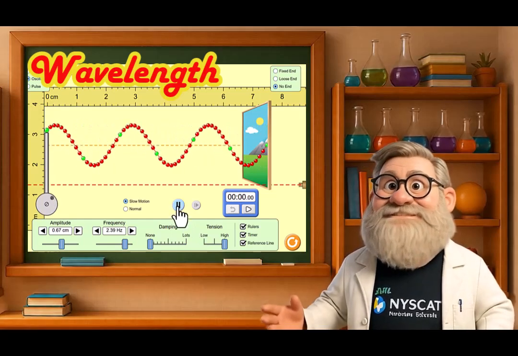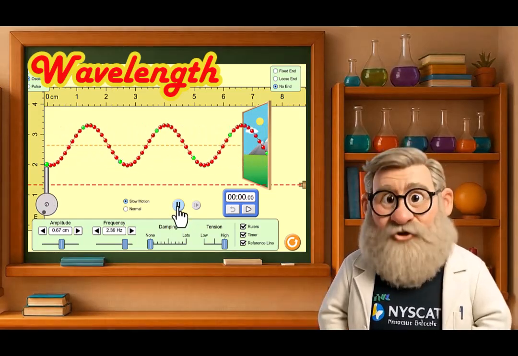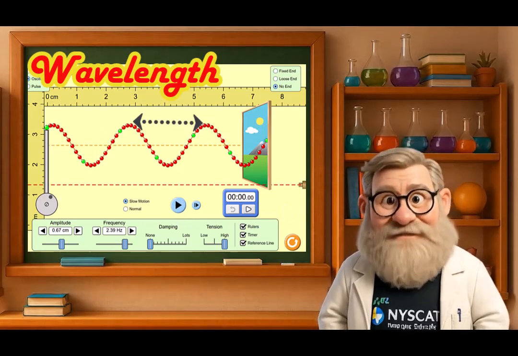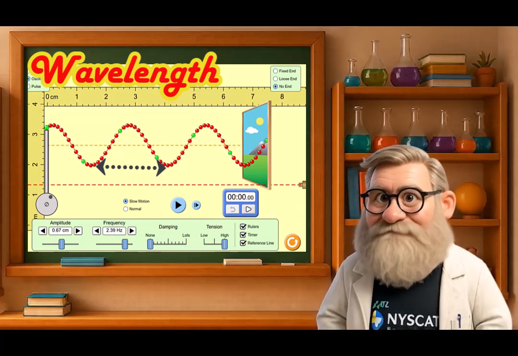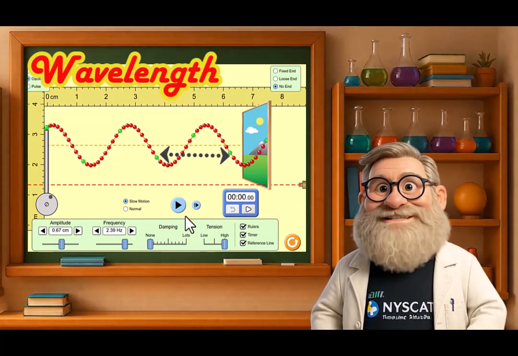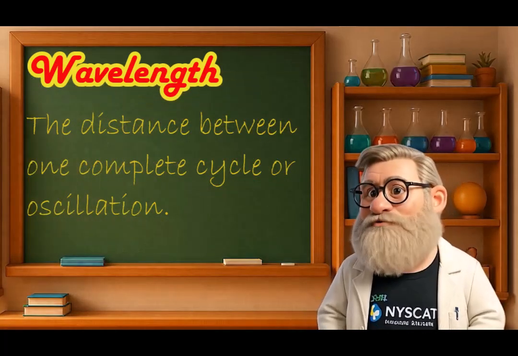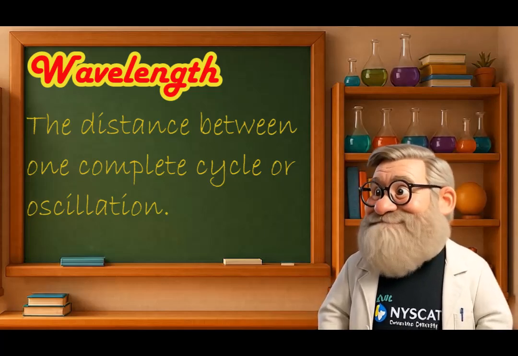Wavelength is the distance a wave travels before it starts to repeat itself. In a transverse wave, that's the horizontal distance from one crest to the next crest, or from one trough to the next trough. You can also measure wavelength between any two identical points in a wave cycle, as long as you're measuring from one point to the next point where the pattern starts again.